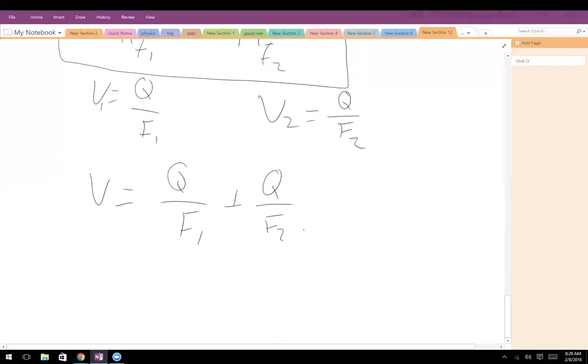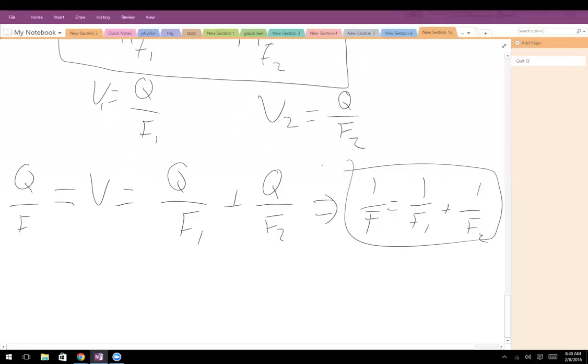So again, if I want to pretend this thing is one huge capacitor, pretend this V is just for one big guy. And my pen quit writing. I hate it when it does that. There we go. So this is Q over F. So I can cancel out all the Q's. You get 1 over F is 1 over F1 plus 1 over F2. Just like we prophesied a second ago.